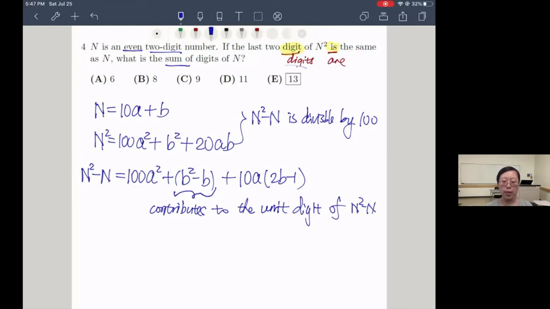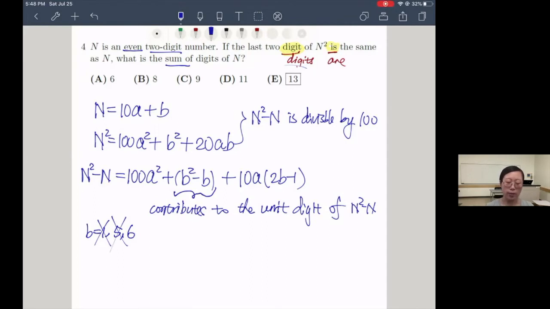Because we already know that n squared minus n is a multiple of 100, the last digit must be 0. Okay, so that means b squared and b have the same last digit. And that narrows down the choices of b, so b can only be 1, 5, 6. But we already know that n is an even number, which means that the last digit b must be even. So we can cross out 1 and 5, which only leaves one possibility.